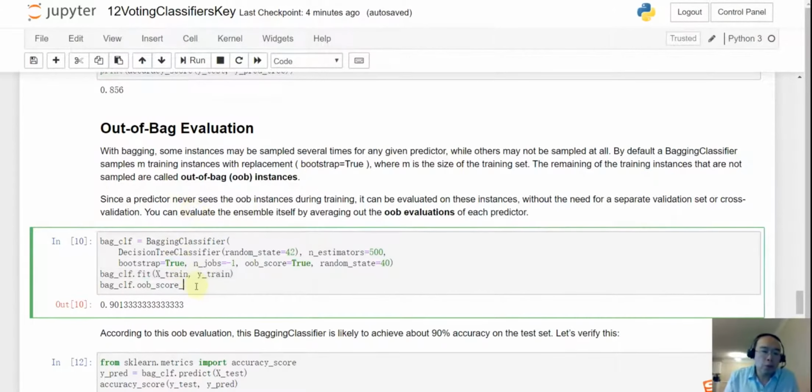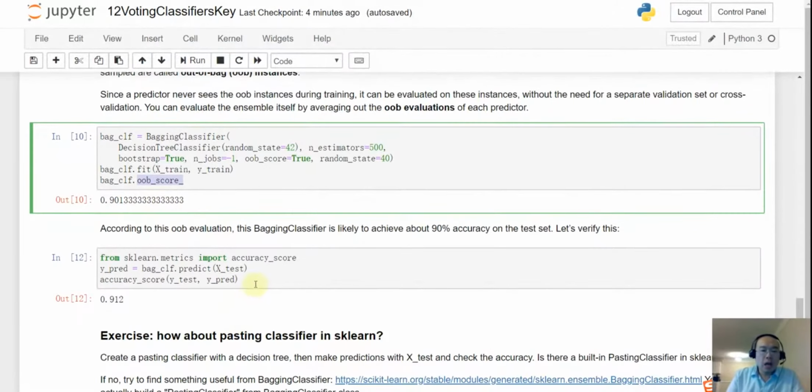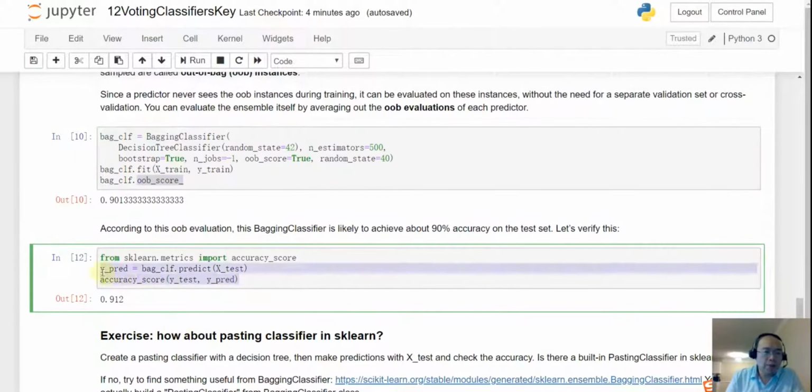After training the bagging classifier with the X train and the Y train, we can use the OOB score to get a rough idea. It seems that we got 90.1 something. This is the performance on the leftover samples of the training set. If we use the testing set, we should roughly get the same thing, right? We evaluate the performance on the testing set and we got 91%. So they're roughly the same thing.